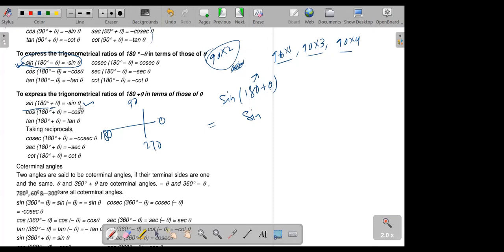How is that possible? What I'm asking is, let's say sine 180 degree minus theta, and theta is an acute angle. So basically the angle we are talking about falls in the second quadrant only. So why is it minus sine theta? Okay, I'm checking. No, I think this is wrong. This will be plus sine theta.